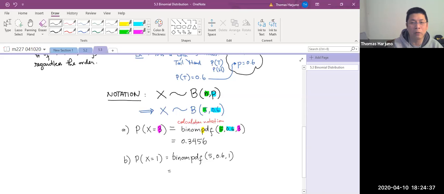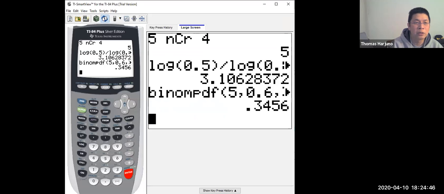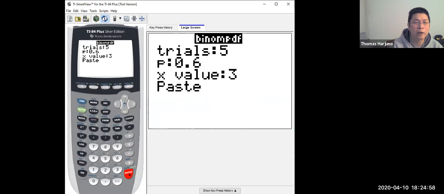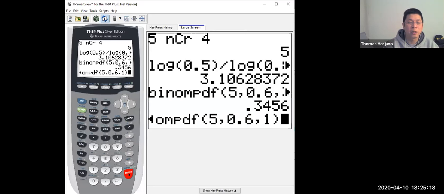Then when I use my calculator, let me shift the view to my calculator. I will do second VARS and then scroll down to binompdf. The number of trials is already 5. The probability of each tail is 0.6. And the X value, the number of successes I want, is now changed to 1. And then enter, paste it, and then I enter again.